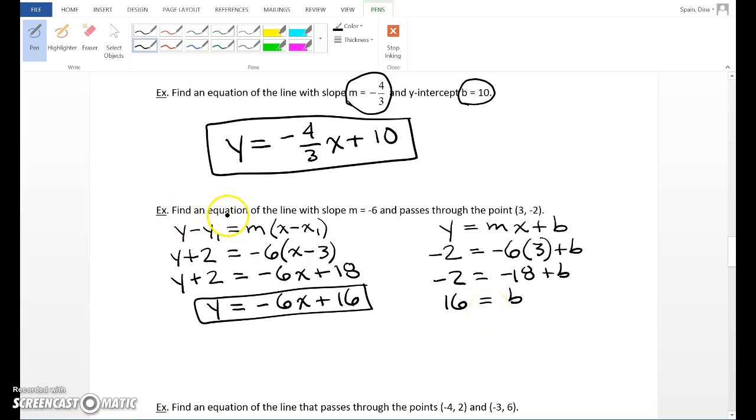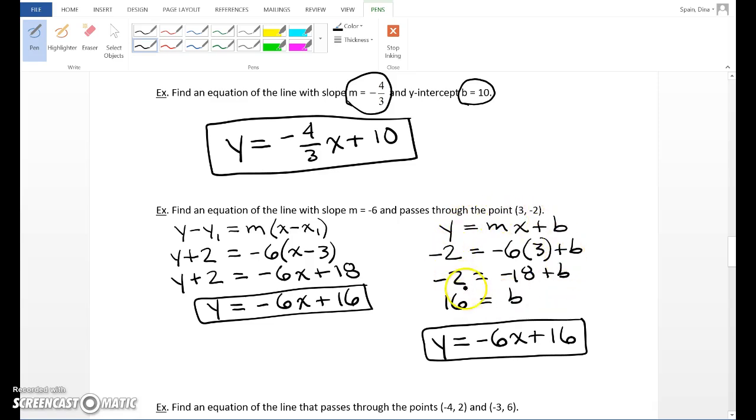Your answer has to be an equation of a line. So now you need to go ahead and write out your equation. y equals the slope that we're using, -6x, plus the b that you found. This is the answer, which totally matches this one. And you guys can use either method that you want.